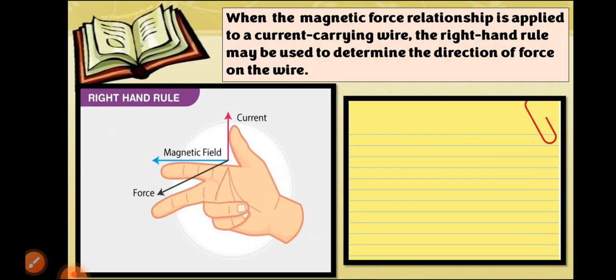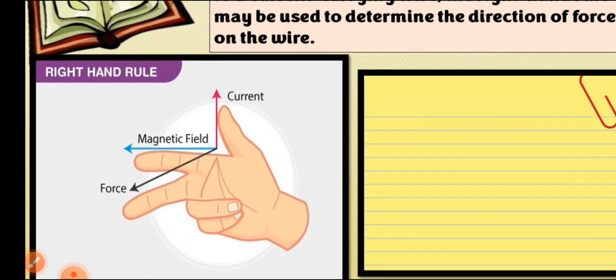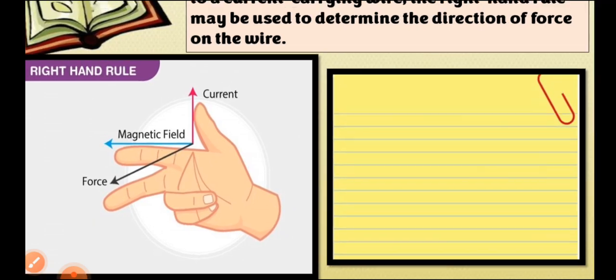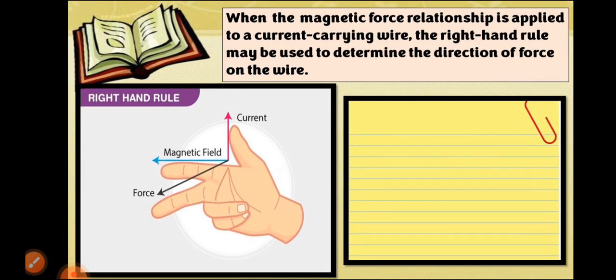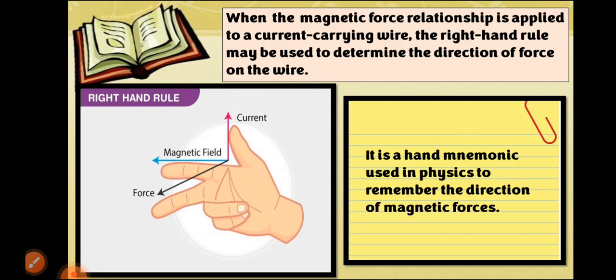When the magnetic force relationship is applied to a current carrying wire, the right-hand rule may be used to determine the direction of force on the wire. So this is the right-hand rule. It shows here the current, the magnetic field, and the magnetic force. So what is a right-hand rule? The right-hand rule is a hand mnemonic used in physics to remember the direction of magnetic forces.